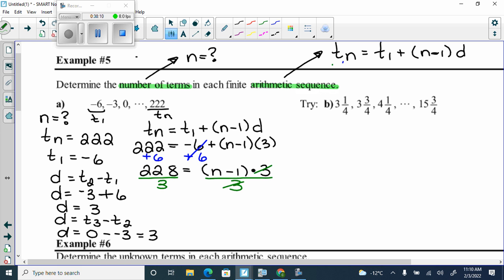228 divided by 3 is 76. Is it? 76 equals n minus 1. And you're all like, I don't use long division. I just did long division. I went 3 into 21 is 7, and I had 18 left, which is 6. 76.